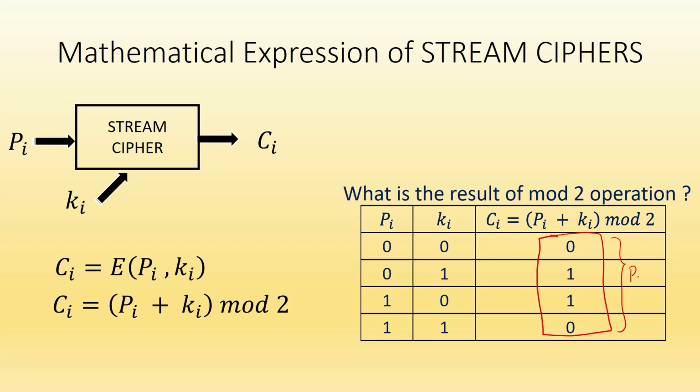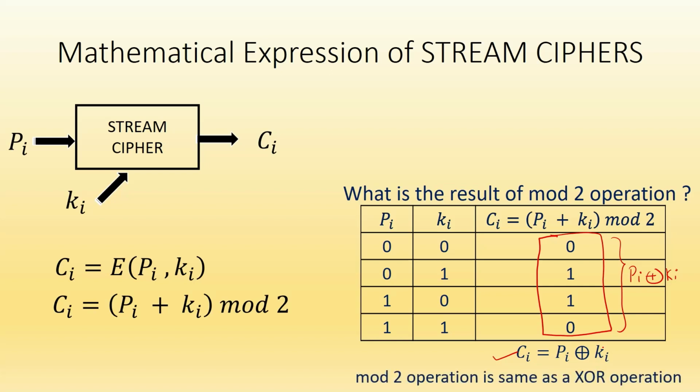So when you do the XOR between Pi and Ki, you get the following outputs. Therefore, the equation of Ci can also be represented as Pi XOR Ki. Therefore, mod 2 addition basically is same as that of XOR operation, and hence here the expression for ciphertext can also be written as Pi XOR Ki. So these are the two ways in which you can write the expression for stream cipher.